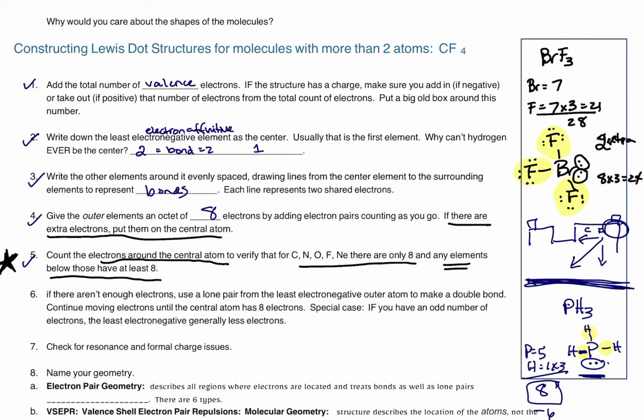So I'm just pointing this out to let you know, again, 3rd row and below, this situation is okay. And maybe you'd have another situation where you had all these bonds and there were more than 4 bonds. That's also okay if the element in the middle is 3rd row or below. So go ahead and try some examples.